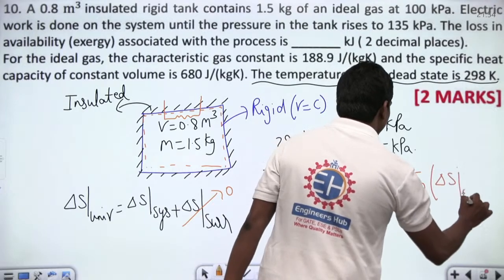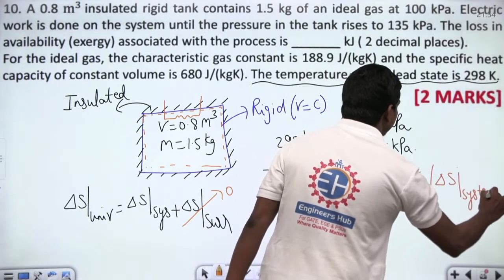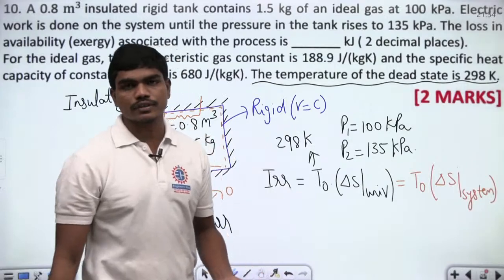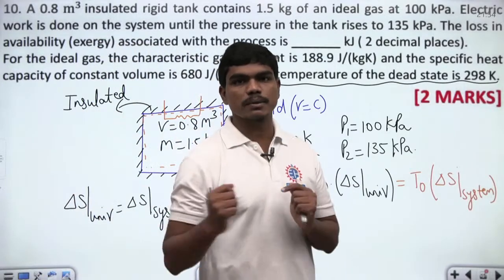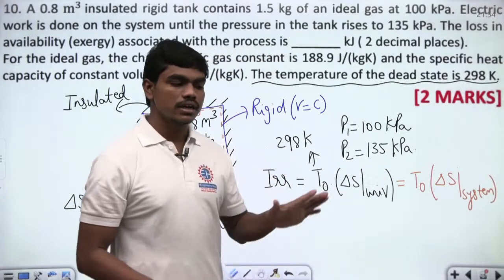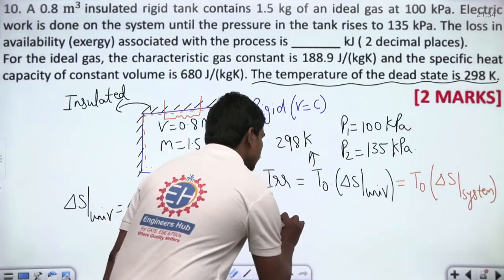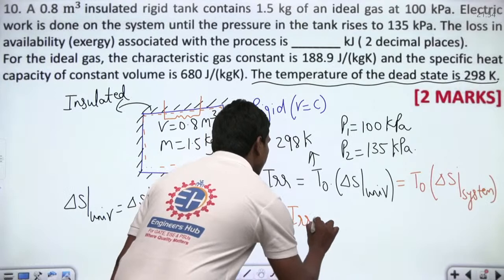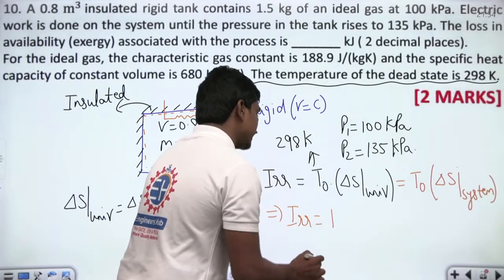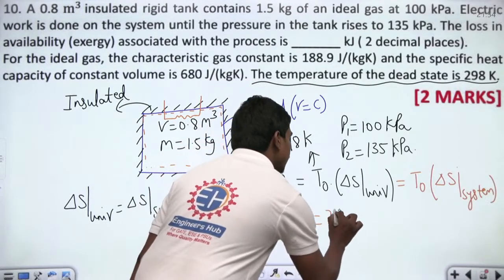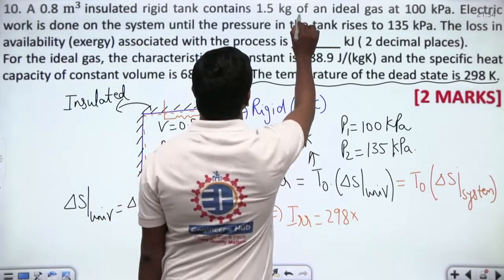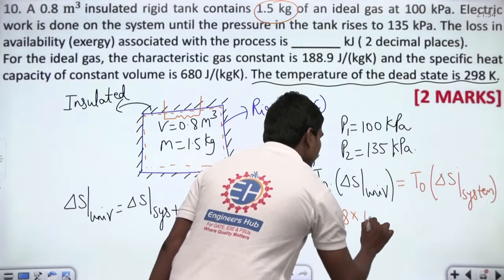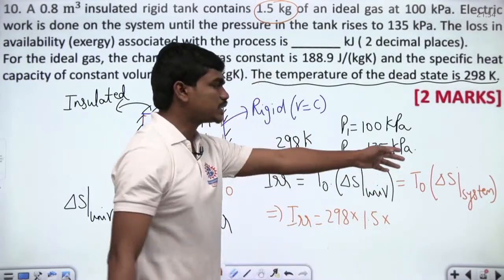And how can you identify the delta S of system? Since entropy is a property of the system, whether the process happens by a reversible or an irreversible path, definitely the entropy changes are the same. Correct? So this implies irreversibility is equal to T naught, which is 298. Let us write the values: 298 into the change in entropy of the system, which is mass, 1.5 kg, so 1.5 into the change in specific entropy.